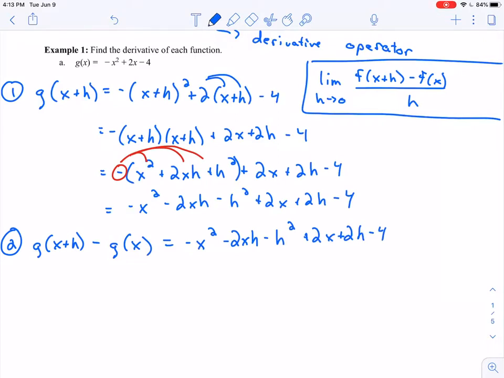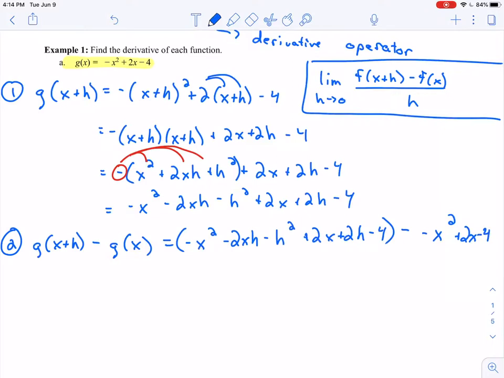And what I recommend you do for these problems is you use parentheses around each of these. I think, for one, it makes it easier to see the substitution that you're actually making. And I'll talk about the second reason here in just a second. Minus g of x. Well, g of x is actually just our original function up here. That's negative x squared plus 2x minus 4. So minus negative x squared plus 2x minus 4.